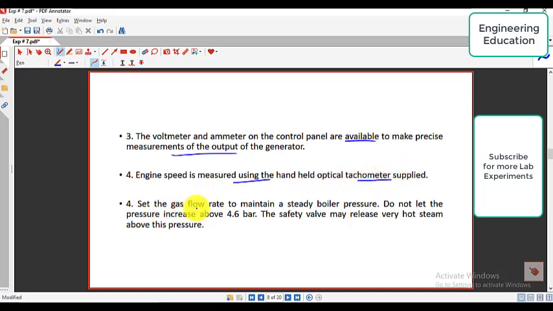Set the gas flow rate to maintain a steady boiler pressure. Don't let the pressure increase above 4.6 bar, or keep it between 3.5 bar and 4 bar. This is the safe pressure to operate the boiler. The safety valve may release very hot steam above this pressure, so we should not exceed 4 bar or 4.6 bar.